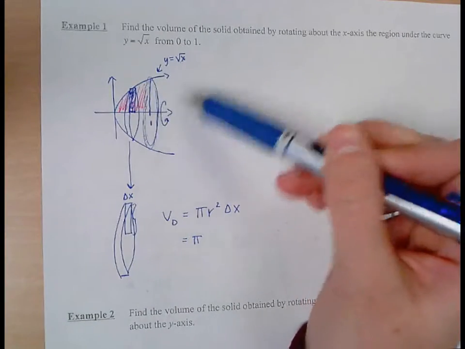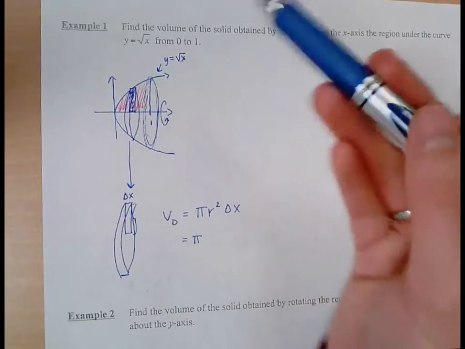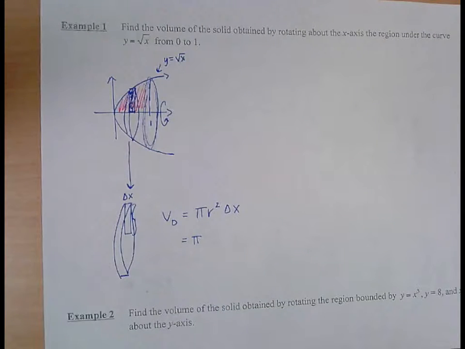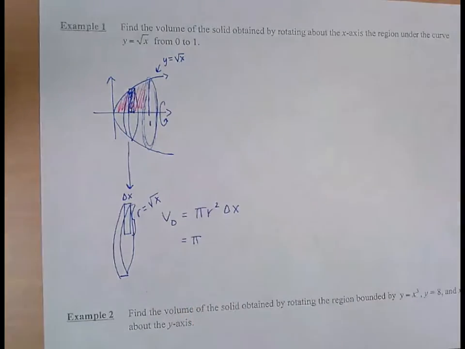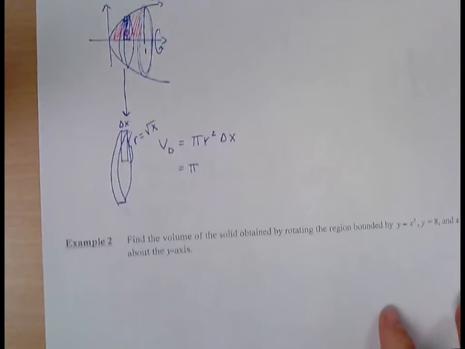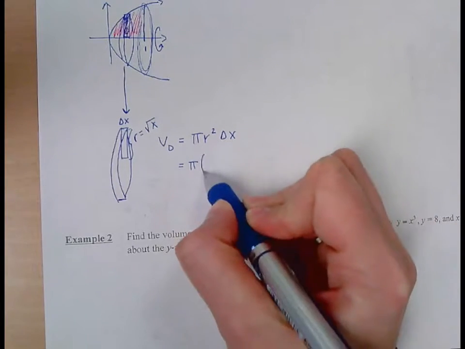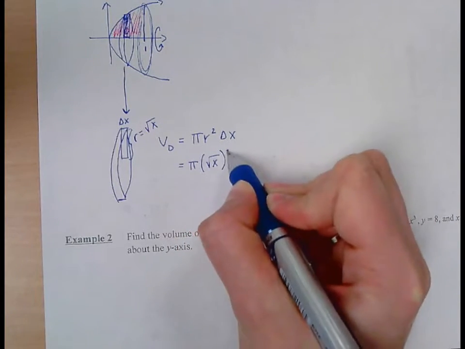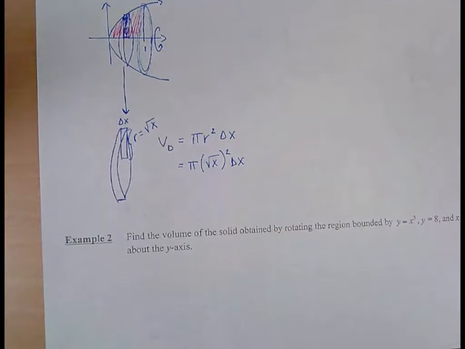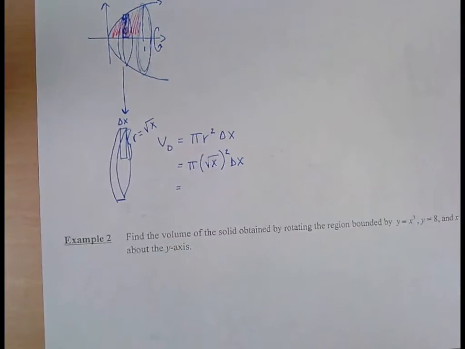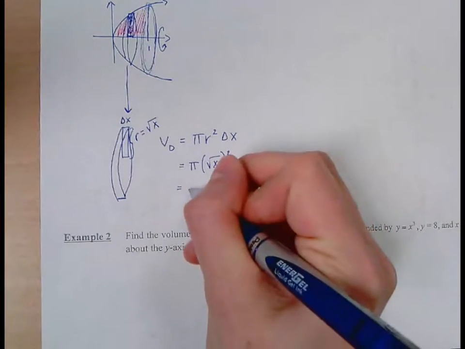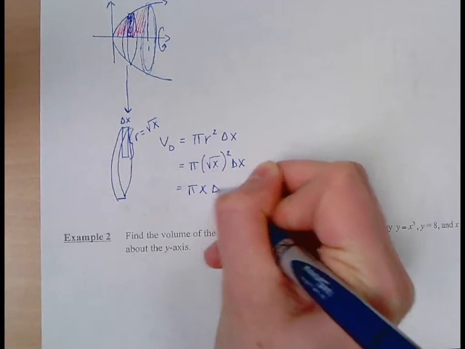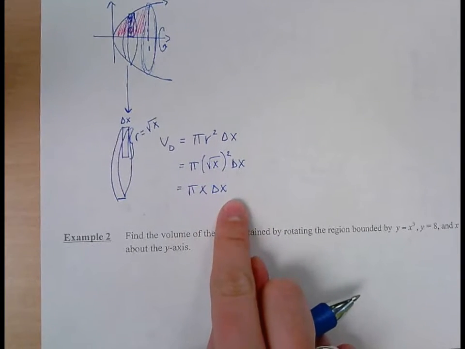Because if you substitute an x value into your function, you just have your function. But you want the general case, you don't want a specific x value, you don't want just a number. So my radius is my function, so the square root of x. So then I have pi times the square root of x squared times delta x. If you can simplify that, do it. So I know square root of x squared is just x. So I have pi times x times delta x. So that would be the volume of one disk.